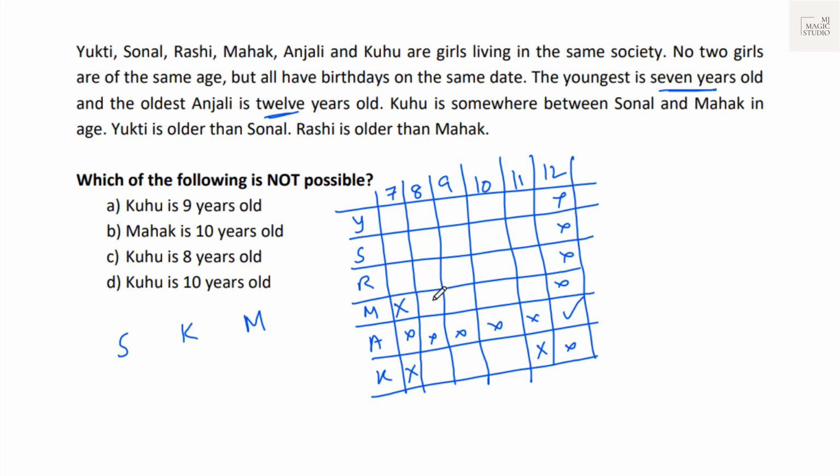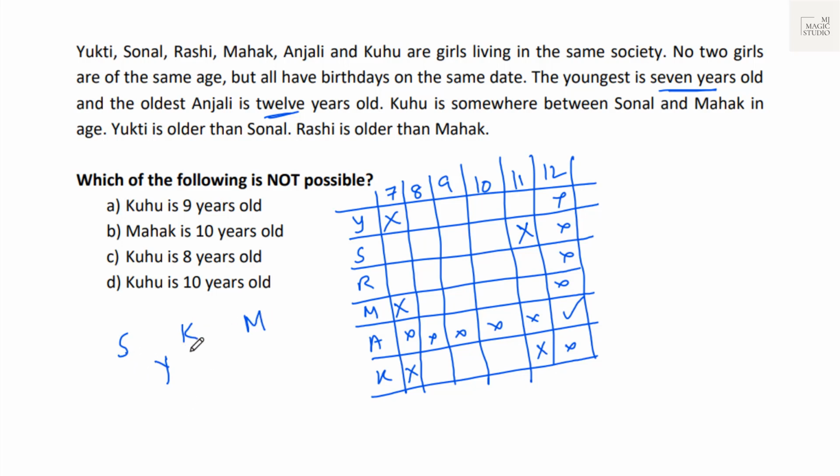And if I say Mahek is 8 years old, let's see this afterwards. Yukti is older than Sonal. Yukti would be somewhere after Sonal. That means Yukti cannot be 7 years old. And since Sonal is younger than Yukti, Sonal is not 11 years old.